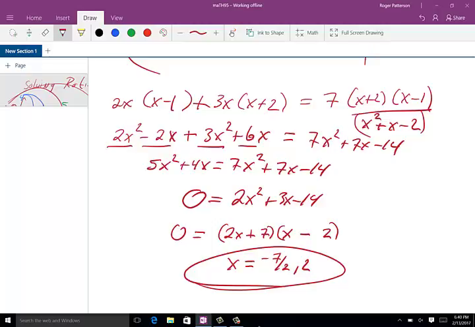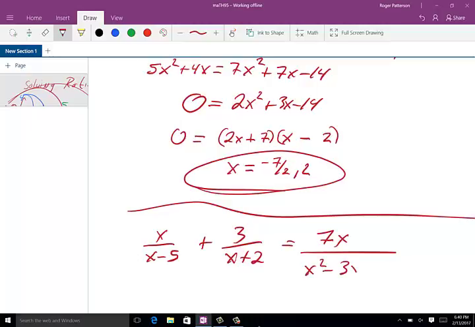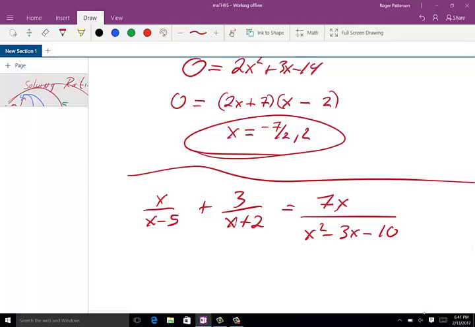Okay, here, I have one specially for you to try. X over x minus 5 plus 3 over x plus 2 equals 7x over x squared minus 3x minus 10. Okay, what are you going to do first? Factor the denominator. Okay, try it out.